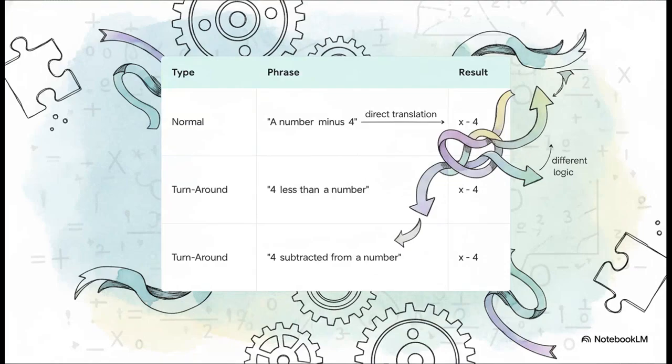Okay, so check out this table. It really lays out the whole puzzle perfectly. Notice the normal phrase up top, a number minus 4. That's easy, right? It translates directly, left to right, x minus 4. Simple. But now, look at the turnarounds. Both 4 less than a number and 4 subtracted from a number also give you x minus 4. You end up in the same place, but how you get there is totally different. And that is exactly why we need a rule.